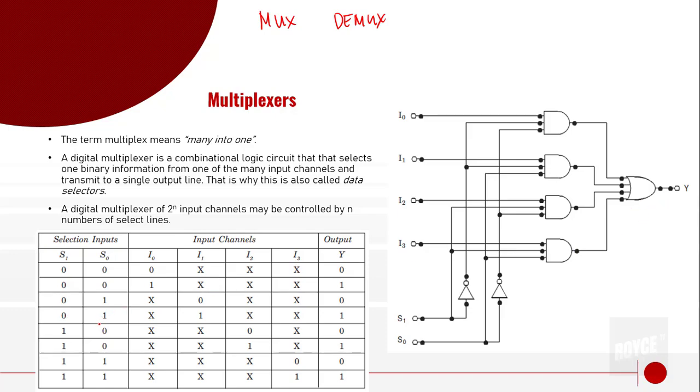Kapag 0, 1 naman, iba naman yan. Yung input naman sa channel 1, sa I1, yung lalabas. Since binary tayo dito, so either 0 or 1, pinapakita niya lang. The rest are don't care values. Paano pag 1, 0 naman? Yung sa kabila naman, yung I2 naman yung magiging output natin. The rest are don't cares. Pag 1, 1, ang lalabas is yung I3. The rest are don't care values. This is the multiplexers.